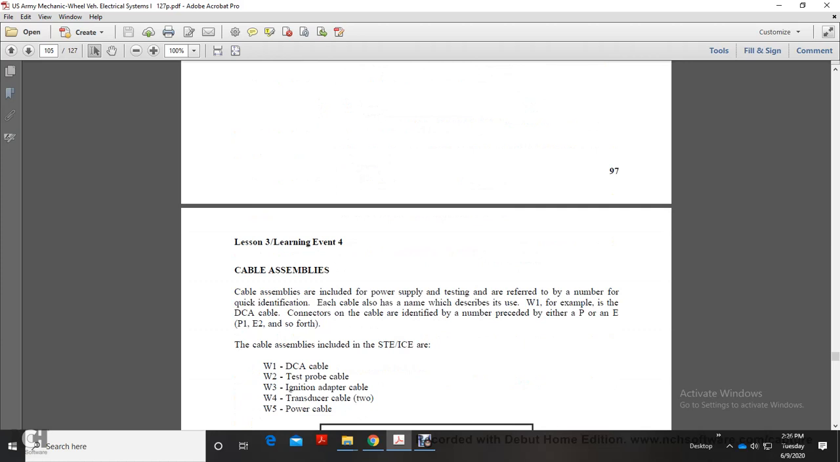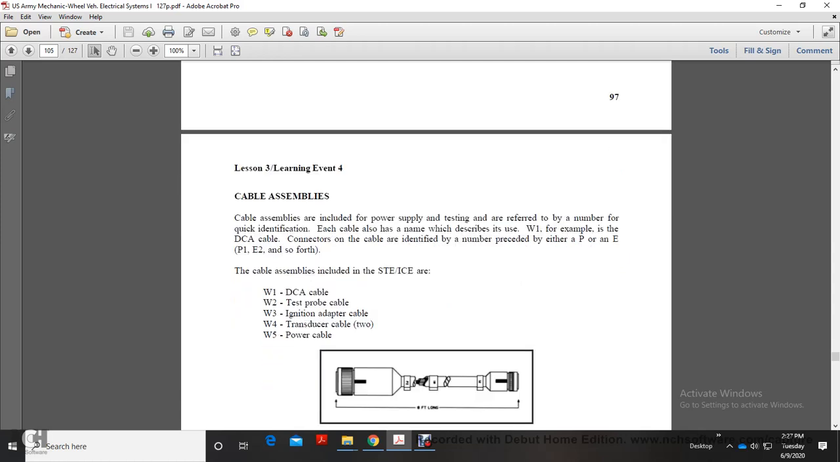Alright, continuing, reading now: cable assemblies. Cable assemblies include the power assembly. Testing is referred to by the number for quick identification, each for the cable, with the name described to you. For example, the DCA cable: the connectors on the cable are identified with a number preceded by a P or an E, such as P1, E2, and so forth. Cable assemblies with the simplified testing equipment for internal combustion engines are the W1 DCA cable, W2 test probe, W3 ignition adapter cable, W4 transducer cable, and W5 power cable.